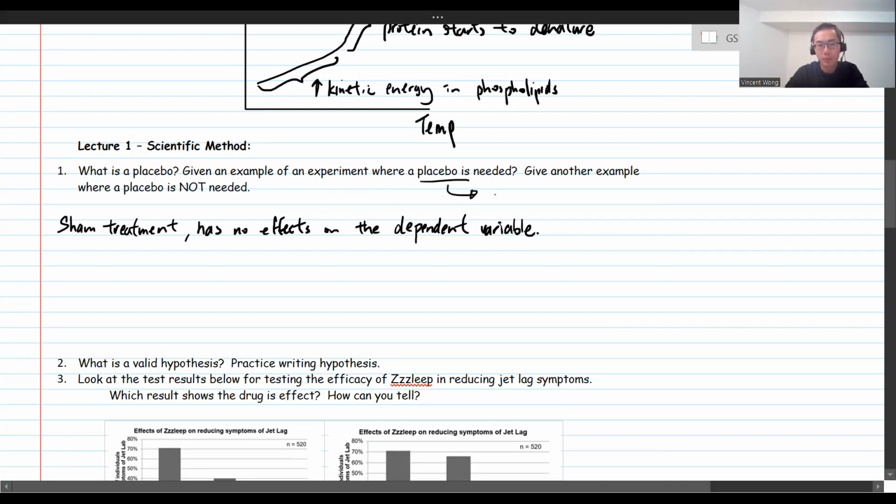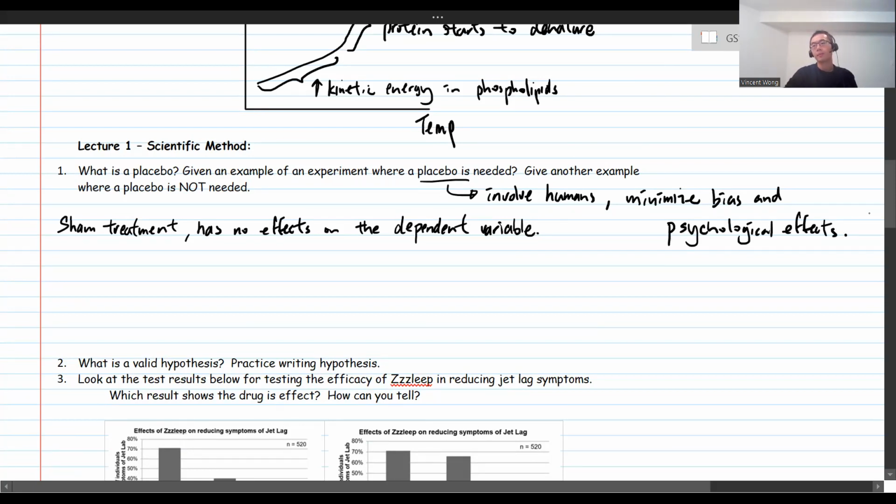Give an example of an experiment where a placebo is needed. Usually when you deal with humans, when you involve humans, to eliminate, we have to minimize bias and psychological effects.